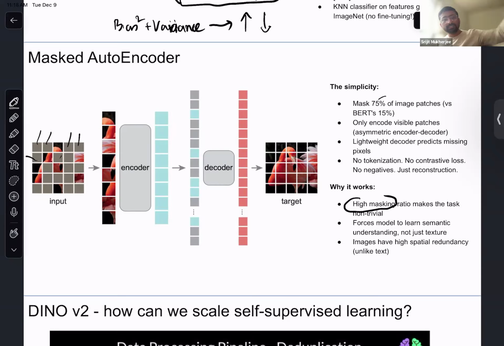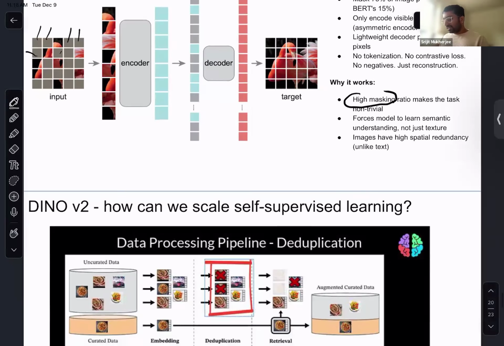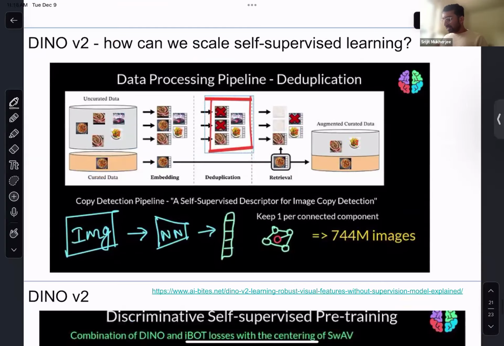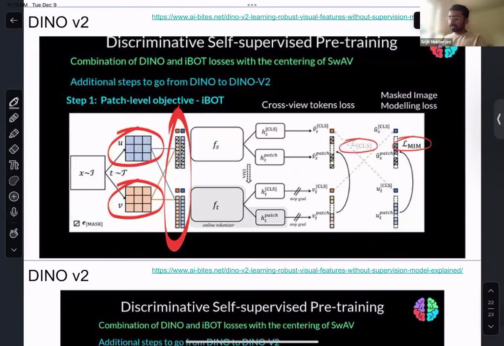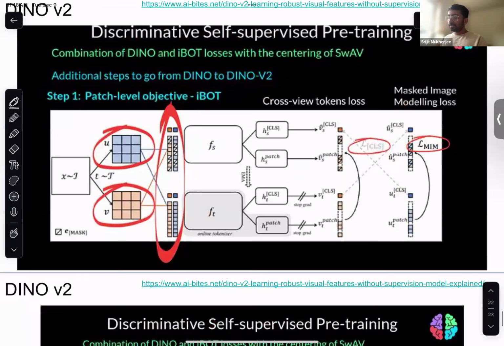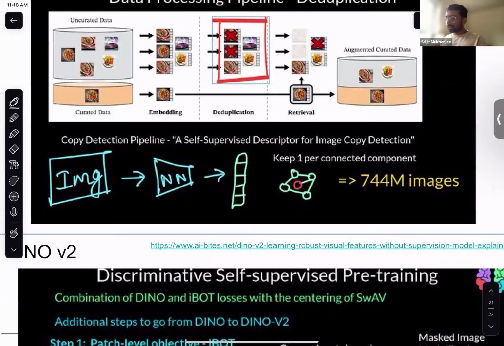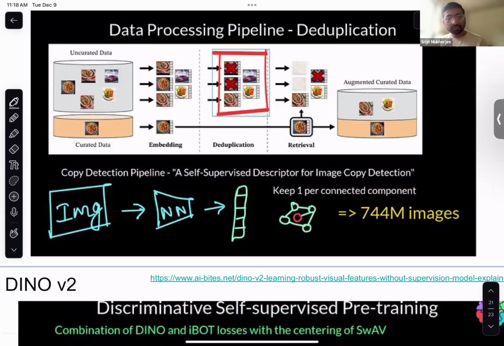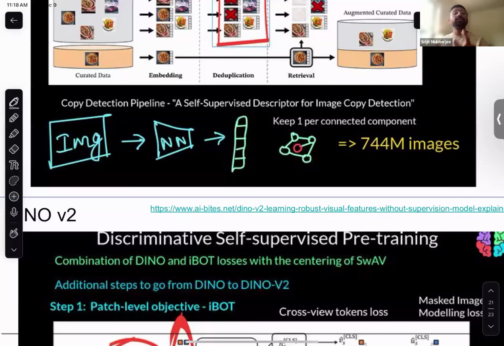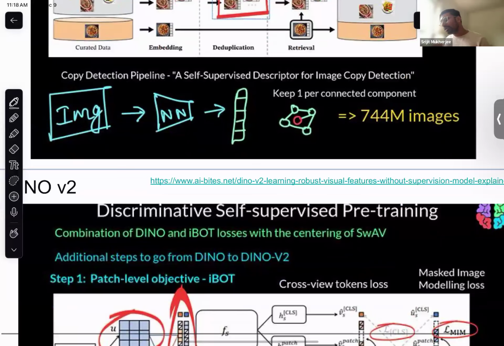The same idea from 2006, just with masking with large amount of data worked really well. Okay. So what DINO 2 did was DINO 2. So just this is the last discussion slide. In DINO version 2, there is also another data preprocessing, okay, which help them understand and collect good amount of data.